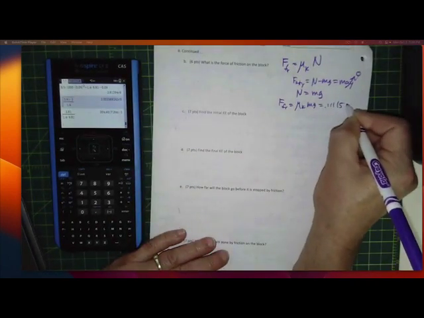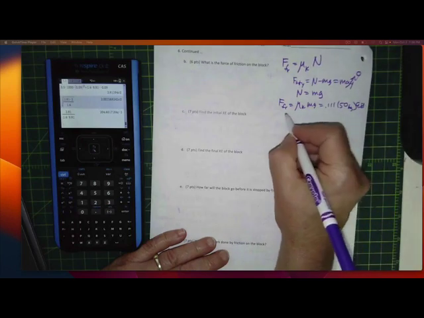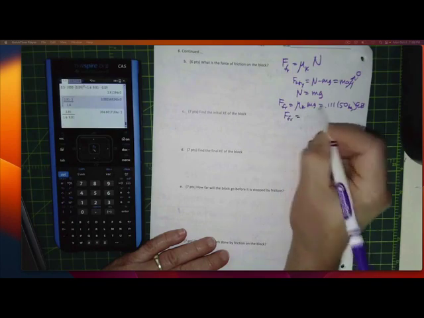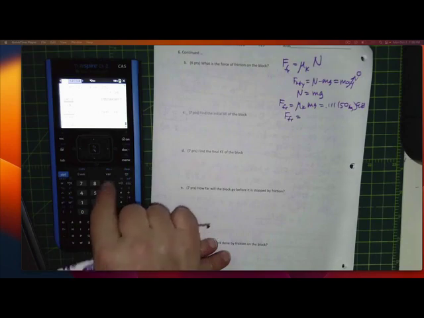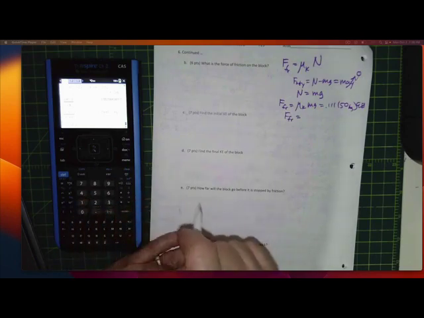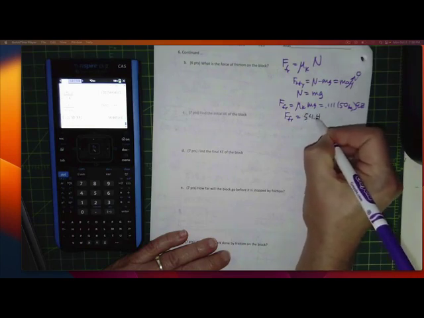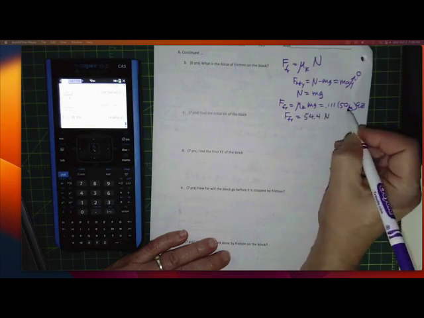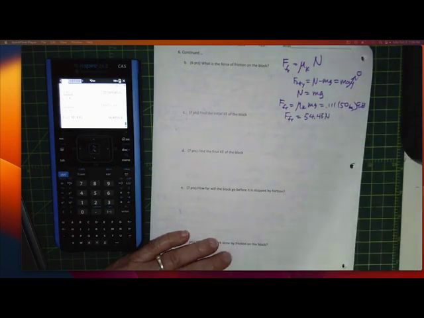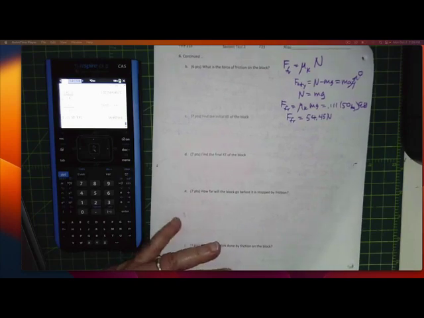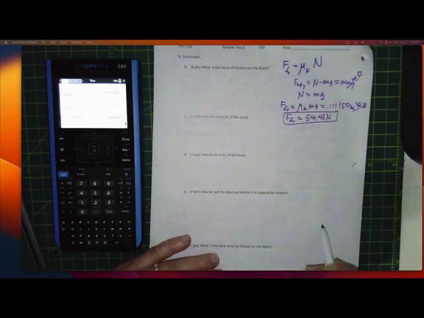0.111 times 50 kilograms times 9.81 meters per second squared. So force of friction is 54.4 newtons, 54.45. Let's keep one extra just while we're calculating. So that's what we're asked for: what is the force of friction? Okay, I don't know why I did it all over there. I thought I had more stuff to calculate.